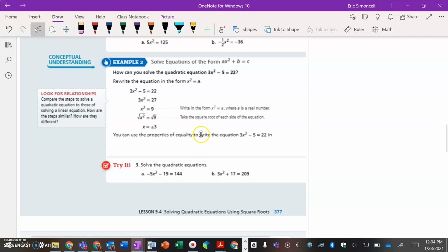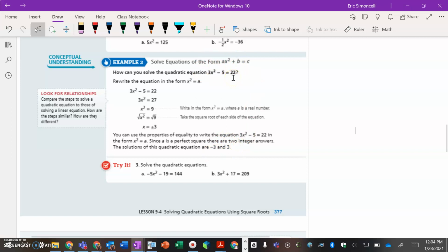As a follow-up, it says you can use the properties of equality to write the equation 3x squared minus 5 equals 22 in the form of x squared equals a, like we did here with x squared equals 9. And since a is a perfect square, like 9 happened to be, there are 2 integer answers. And again, the solutions of this particular original quadratic are 3 and negative 3.